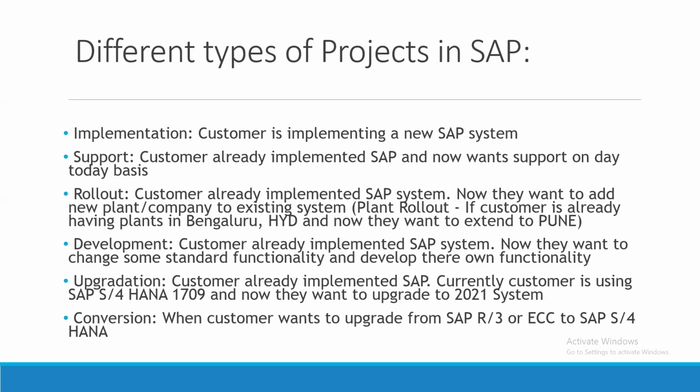That is what different types of projects in SAP mean. The first type of project is called an implementation project. When we talk about an implementation project, the customer is implementing SAP as a totally new system for the first time. If we take an example, I think we have already taken the example of Tata Motors in the last sessions, so let us continue with that example.